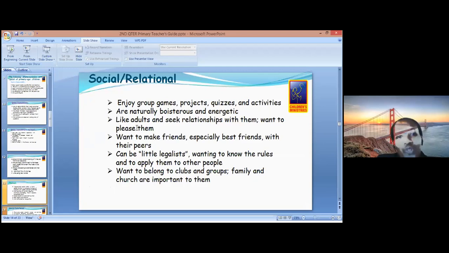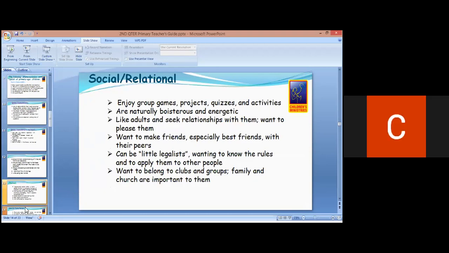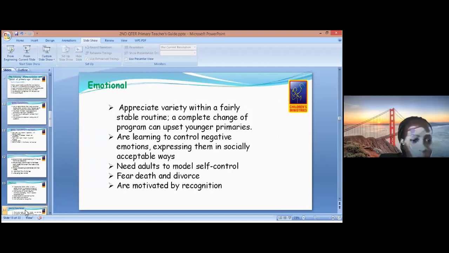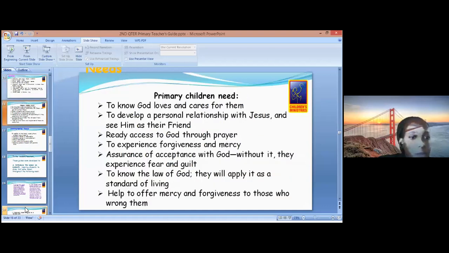When you look at the social relational, they enjoy games. As we say, they're active, they're energetic, like adults, and seek relationships with them, want to please them, they want to make friends. They can be little legalists, wanting to know the rules and apply them to other people. As for now, I'll leave the characteristics bit so that I can move on to the lesson because of the time factor, but there are some that I'll not leave out.